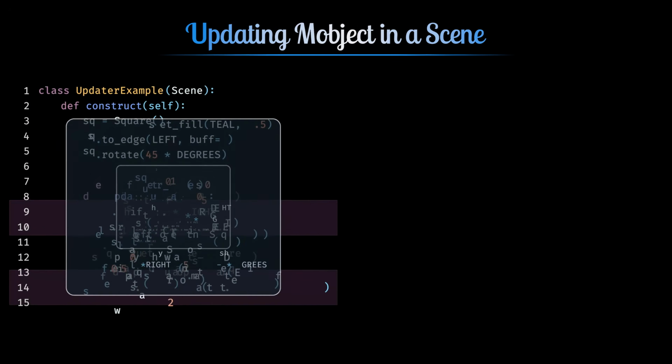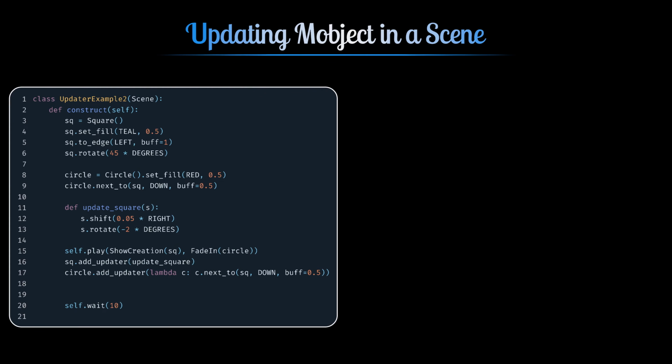Consider another scenario where I need a circle which has to be always one step below the square. And that means the circle needs its updater function as well. It can also be done by using a lambda function as lambda c: c.next_to(square), and then I will define the argument where the circle has to be beside the square. Is it up, down, right or left? And the buff is the spacing from the square.